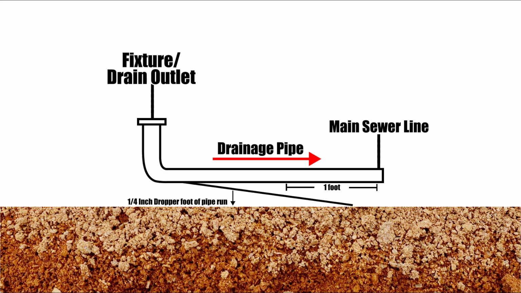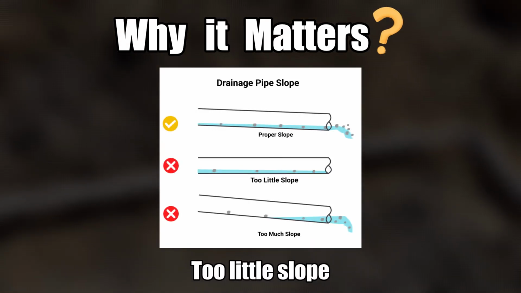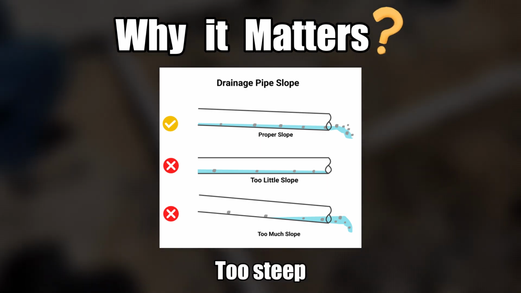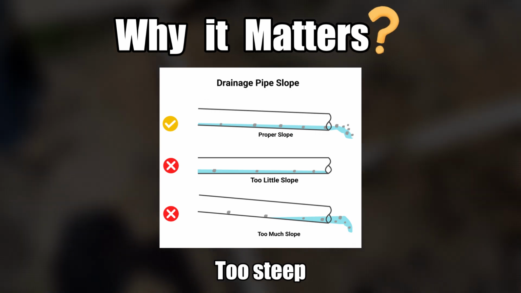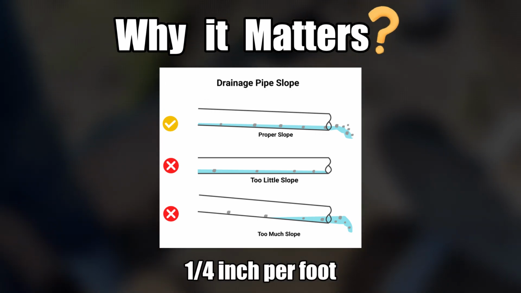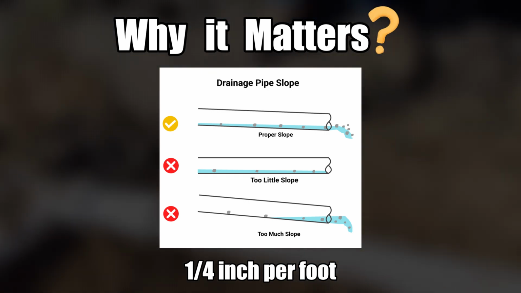It means that for every 1 foot, 12 inches, of horizontal length of the drainage pipe, the pipe should slope downward by 1/4 inch. Why it matters. Too little slope: water might back up or drain too slowly. Too steep: water may move too fast and leave solids behind, causing clogs. 1/4 inch per foot is the ideal slope for most residential drainage to ensure smooth flow and prevent backflow.